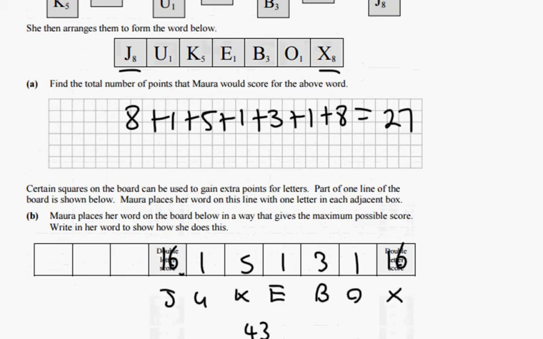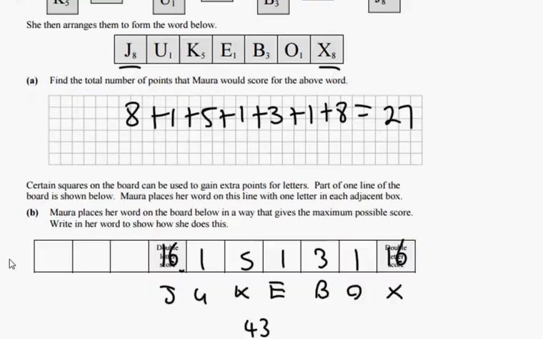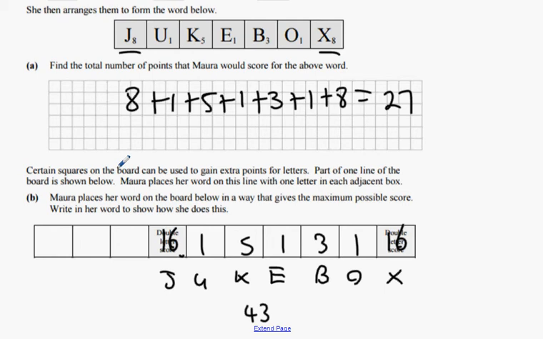Now, Mara also gets a bonus of 50 points for using all her letters. Find the number of points Mara scores for this word. So she scored 43 plus her 50, which will get her 93 points. Okay, so that's good. So they're both double letter scores.